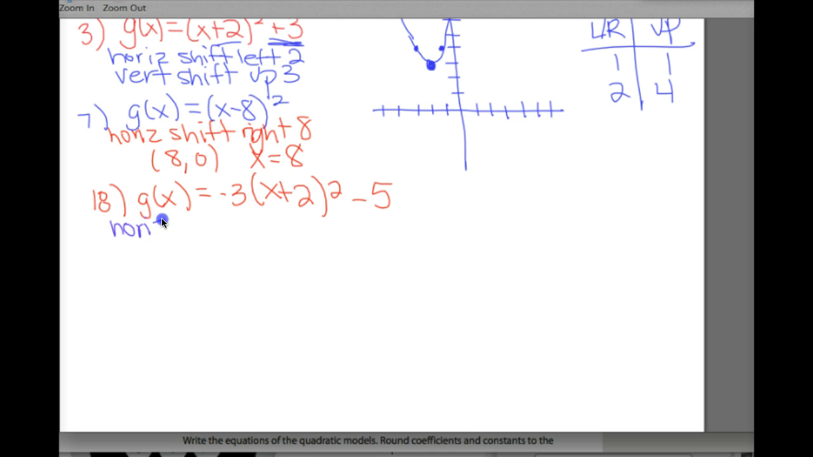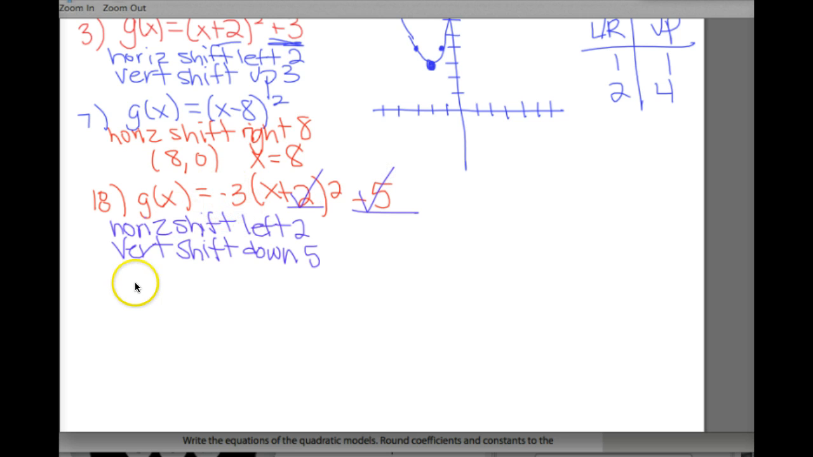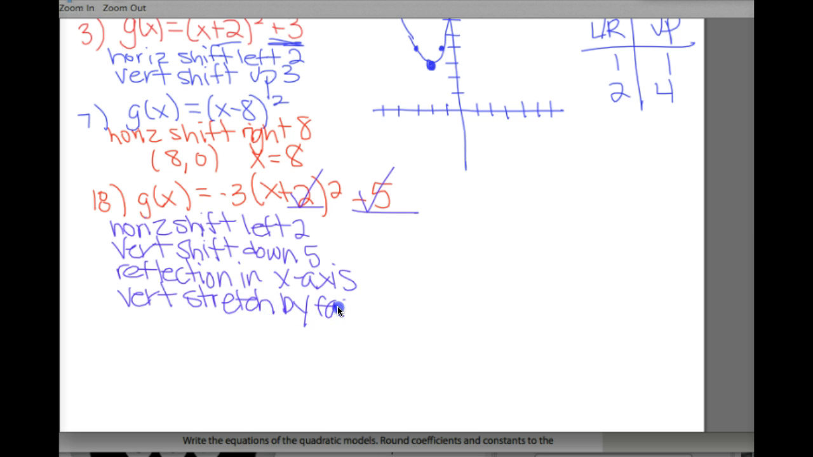So I might do horizontal shift left 2. That's this. Then vertical shift down 5. That's this. So I've taken care of these. Then I need the negative. That means that there's a reflection in the x-axis. And then my 3, that's outside. Outside things are vertical changes. That is a vertical stretch by factor 3.